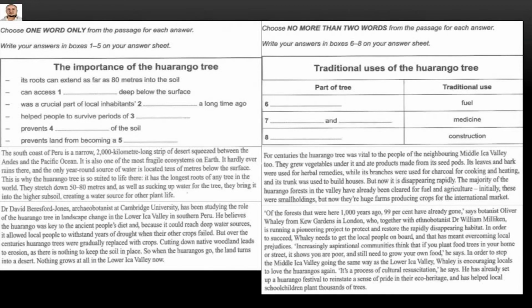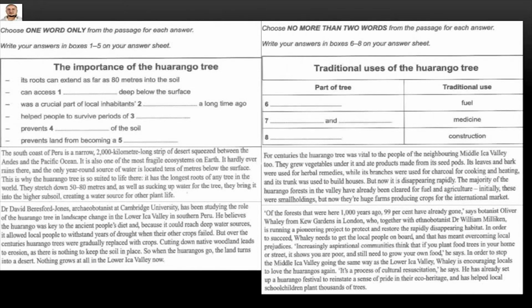Let's go on. We still have fuel and construction. So, while its branches were used for charcoal for cooking and heating. Charcoal means a fuel. So number 6 will be branches, because the branches were used as a fuel, as charcoal.